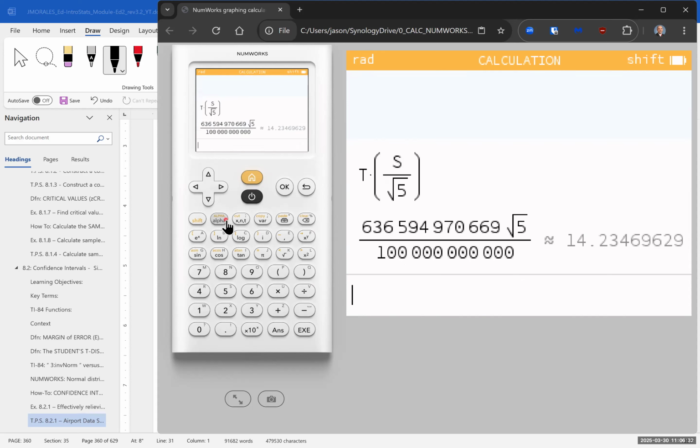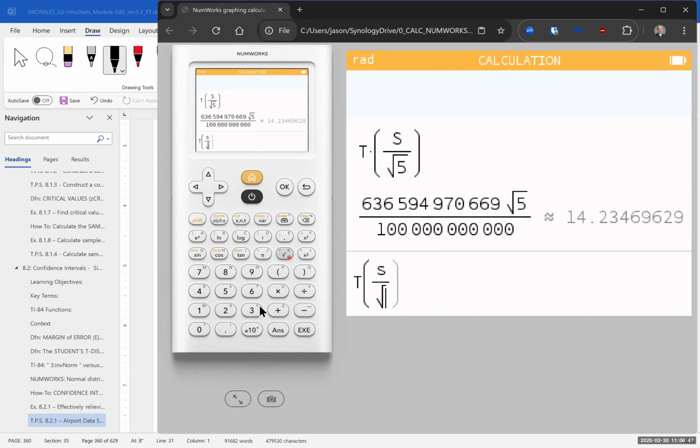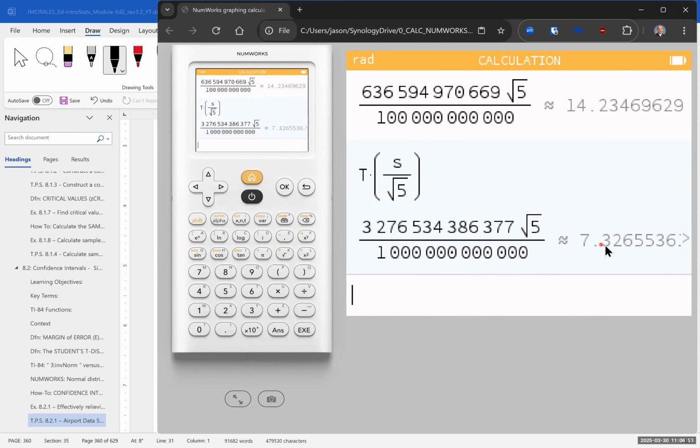And then I'll do the same thing, except now I'm going to use lowercase s, so I'm not going to hit Shift first. I'm just going to hit alpha 5, that gives me a lowercase s divided by square root of 5. 7.327. All right.